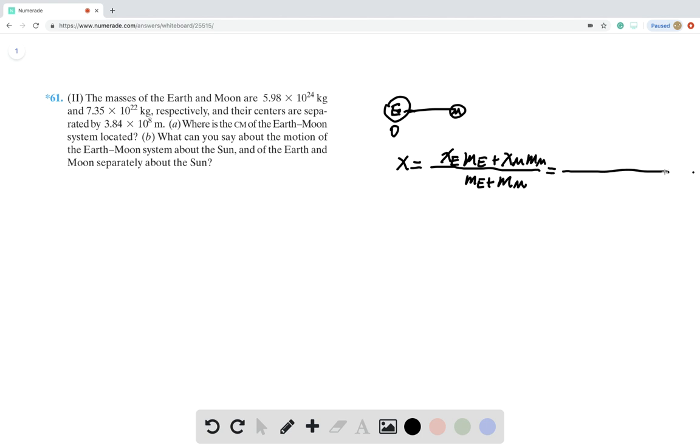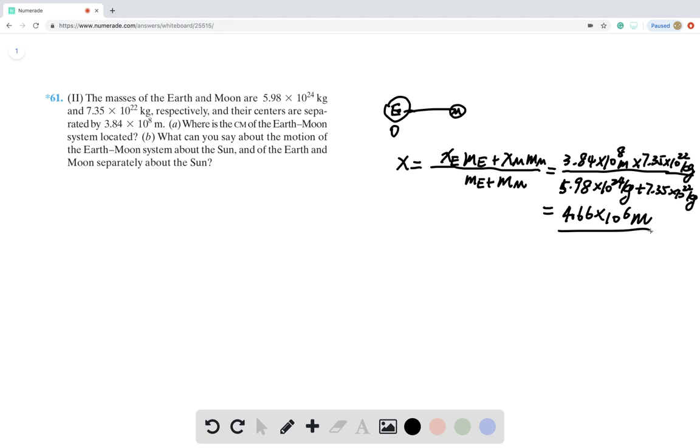This is x, the mass of the Moon is 3.84 times 10 to the 8 meters, which is the distance between the center of the Moon and the center of the Earth, times the mass of the Moon, 7.35 times 10 to the 22 kilograms. Divided by the total mass, which is 5.98 times 10 to the 24 kilograms plus 7.35 times 10 to the 22 kilograms. This gives us a total of 4.66 times 10 to the 6 meters.